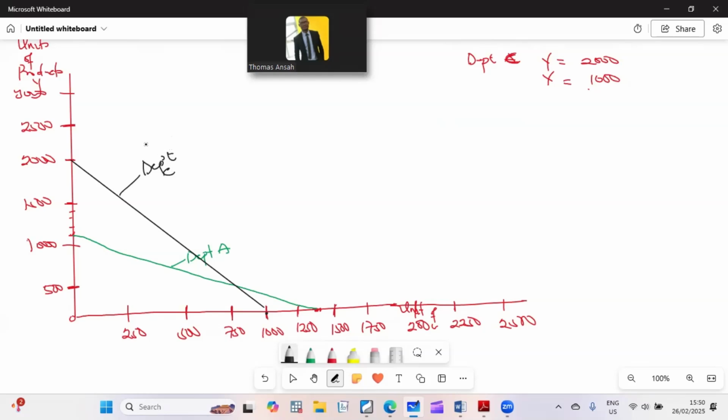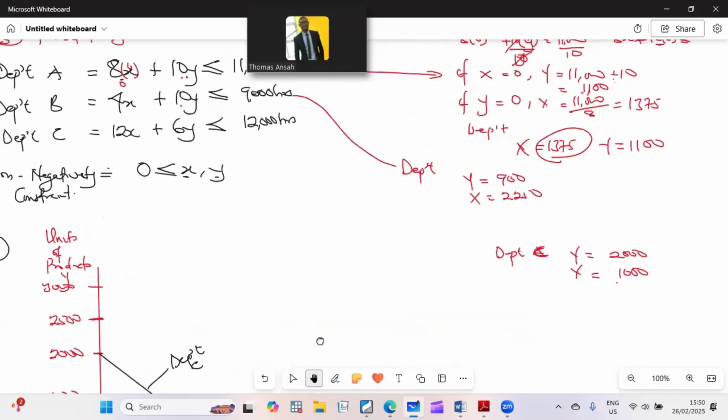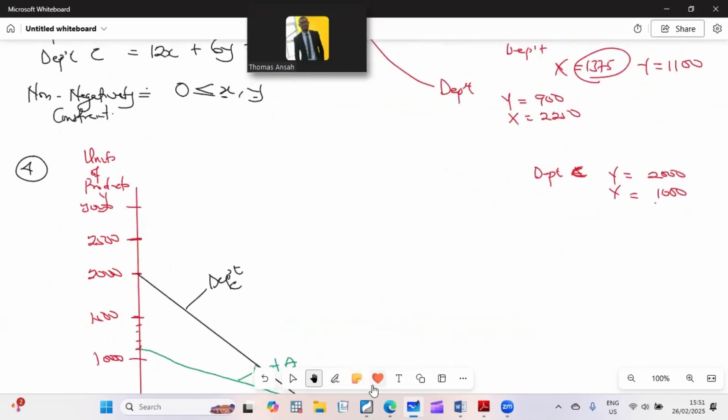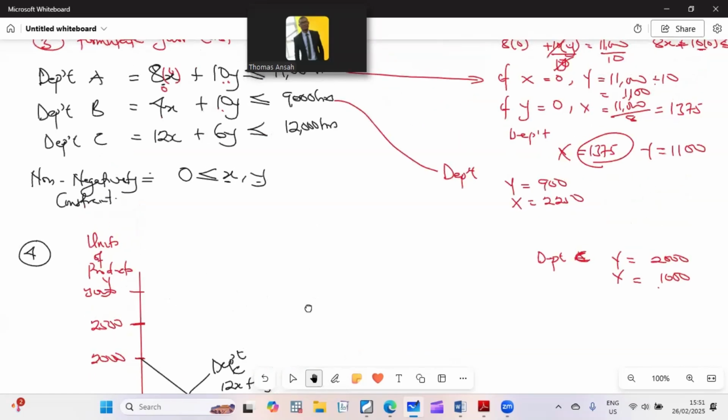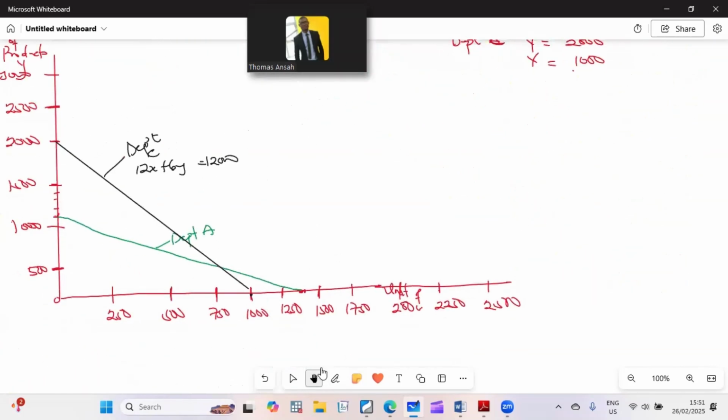And so when you draw this, usually add the constraint. The name of the line, all right, because the name of department C, for example, is 12x plus 6y is equal to 12,000. Then department A was what? 8x plus 10y, 11,000.